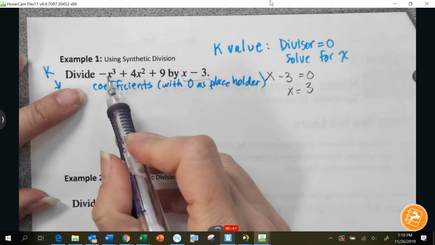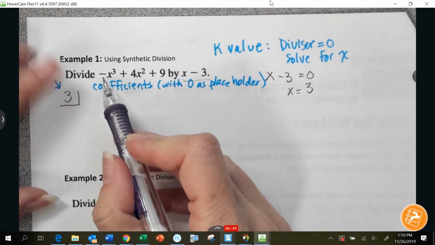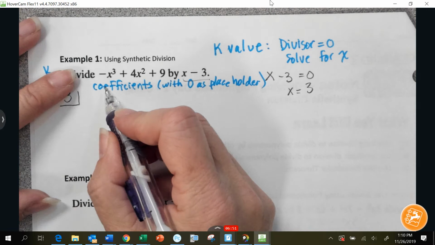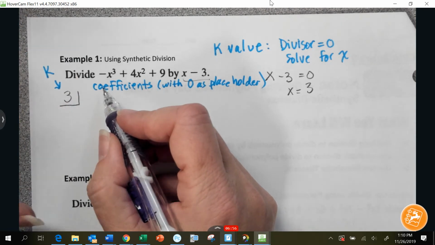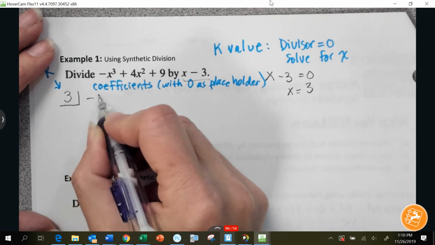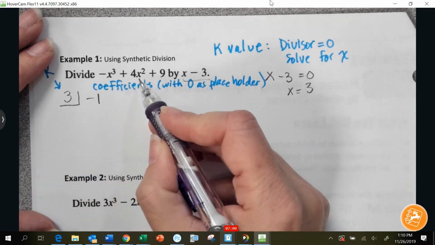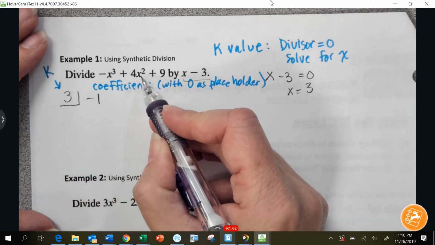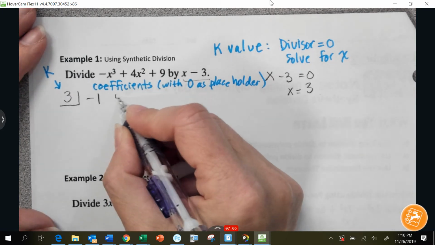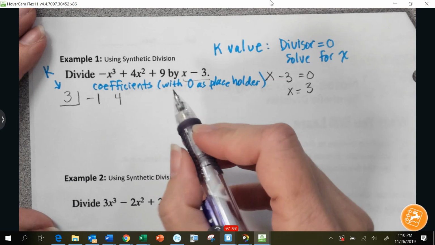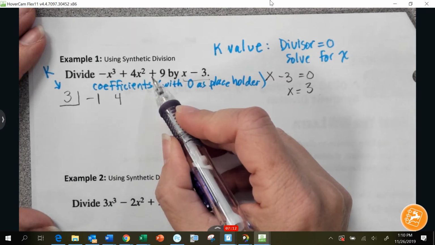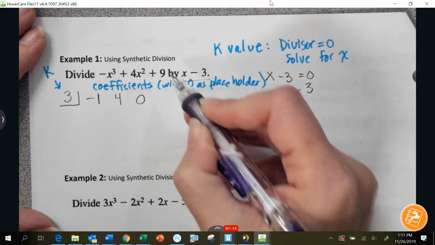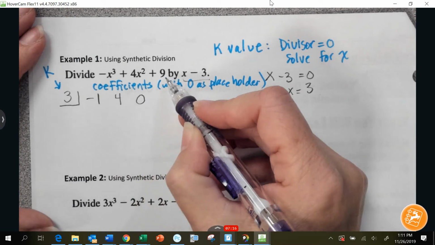What is my first coefficient? Coefficient is no x's. So negative 1. So that's x cubed. My x squared is what? How many? 4. So I'm just going to write 4. I'm not going to write plus 1. I'm going to write 4. And then my next coefficient would be x. There aren't any, so I'm going to put a 0. And then my constant would be the last one, 9.